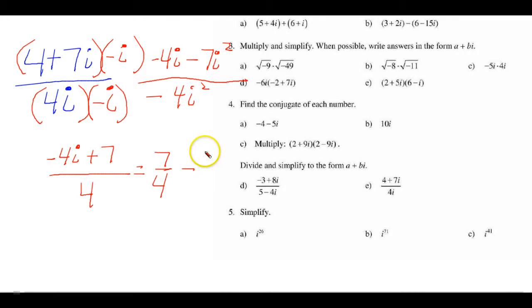minus 4i over 4. But notice we have a common factor there that we can cancel out, and this just becomes a 1. So our final answer here is 7/4 minus i. And that's what they have below. And I think that's in standard form as well. Yes.